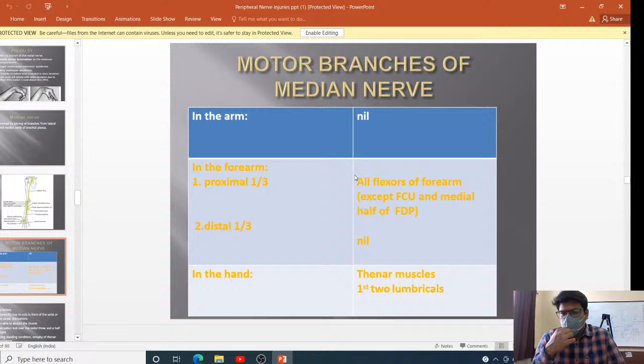So motor branches in the proximal third supply all the flexor muscles of the forearm except flexor carpi ulnaris and the medial half of flexor digitorum profundus, which are supplied by the ulnar nerve. In the hand, it supplies the thenar muscles, first and second lumbricals.